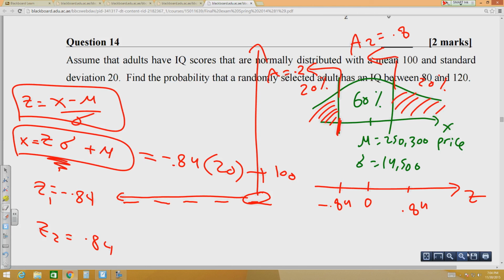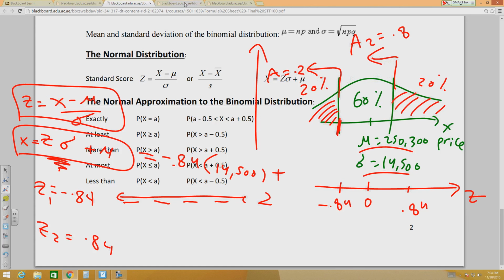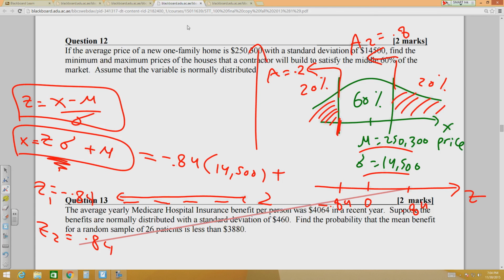Oh, I made a mistake. The mu is not that. The sigma is, wait. This is 14,500. That's the sigma, because it's a different question. We're talking about this sigma and this mu. I think I made a mistake. This is not the question. The question we're having is this, right? Yeah, this is the question we're having. So I made a mistake. This is mu, this is sigma.